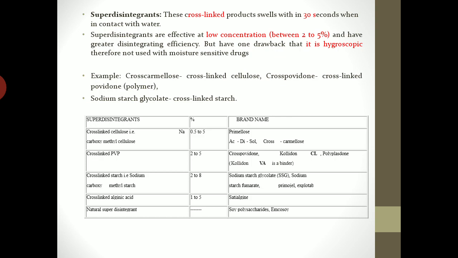Examples are all cross-linked polymers such as cross-linked cellulose, available under the brand name croscarmellose, cross-linked povidone, which is available under the brand name crospovidone, and cross-linked starches which are available under the brand names sodium starch glycolate and sodium starch fumarate. So this is about the super disintegrants.